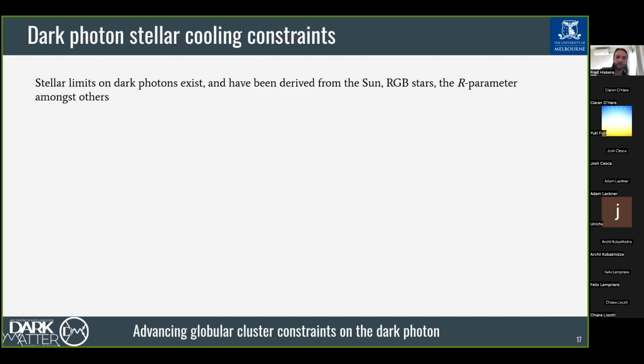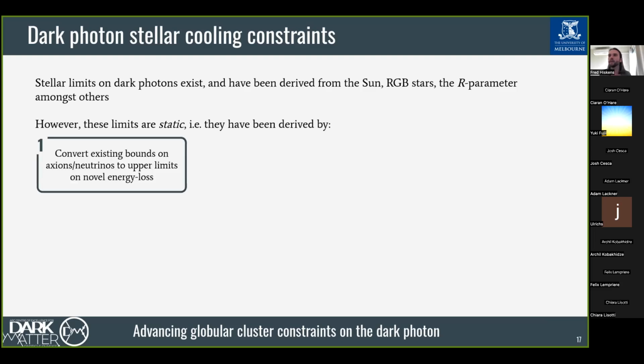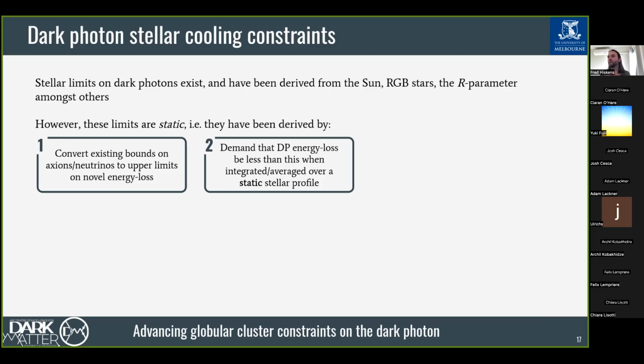I've said before, stellar limits on dark photons do exist, having been derived, for example, from the sun, red giant branch stars, and the R parameter. However, these limits are static, and this is what I was hinting at in the prologue. Just to remind you what that means: they've been derived by first converting existing bounds from axions or neutrinos to upper limits on novel energy loss, and then demanding that the dark photon energy loss be less than this upper limit, when either integrated over a static stellar profile or averaged over that profile, however you want to do it.